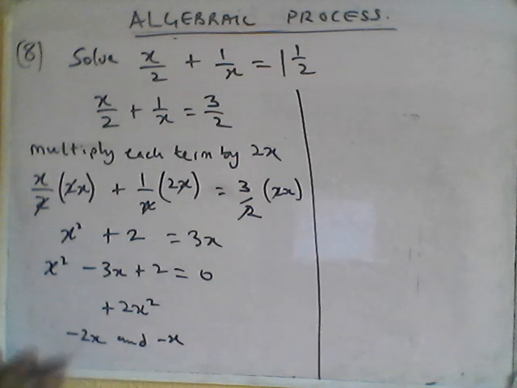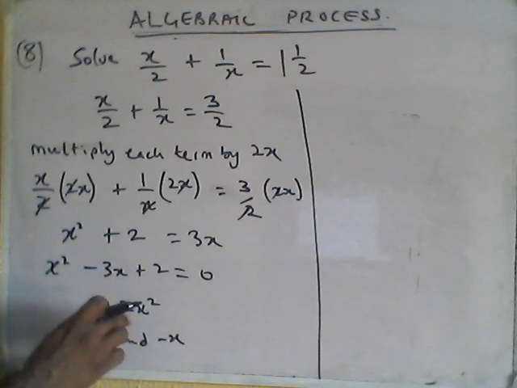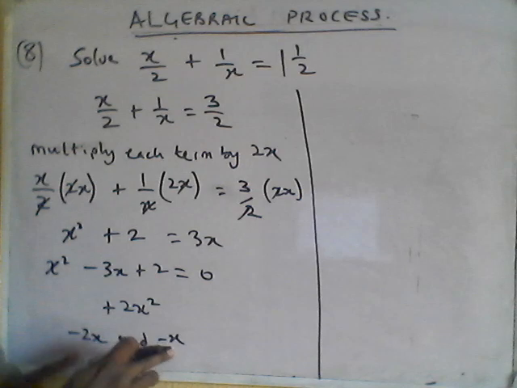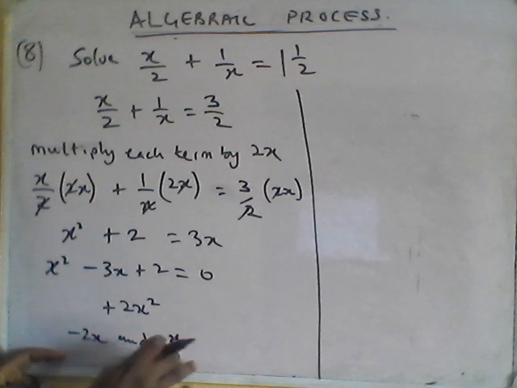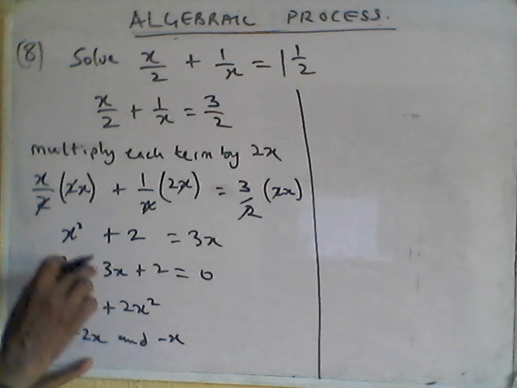Let's try it. Minus 2x times minus x will give me 2x squared, plus, because minus times minus will be plus, and 2 times 1 is 2, x times x is x squared. So that one satisfies it. If I add the two of them, minus 2x plus minus x will give me minus 3x.